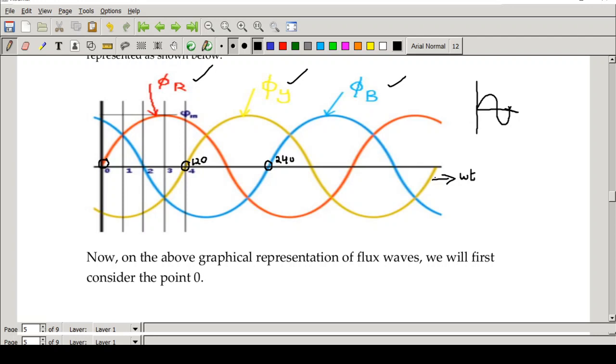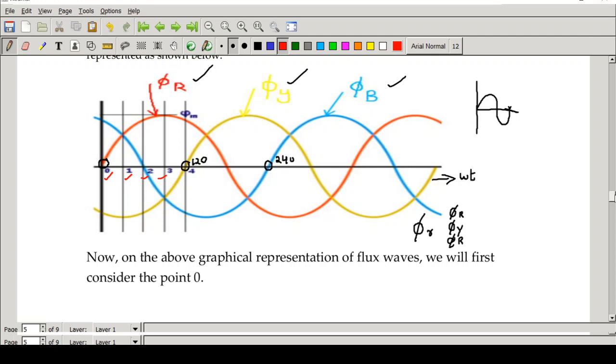Now what we are going to find is the resultant flux phi r, which is due to the interaction of the three fluxes phi r, phi y, and phi b. For that we will consider points, first at this position, then this position, this position, this position. From each position we will analyze these waveforms and try to find the resultant flux. We have to prove that its magnitude will remain constant, but its position will change. Then only you can get a changing flux. So we will just go through that.